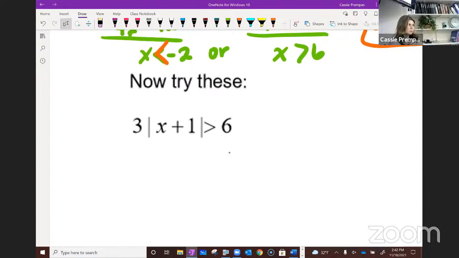What do I have to do? Divide by 3. Good, because it's being multiplied by the absolute value. So we got to eliminate that.